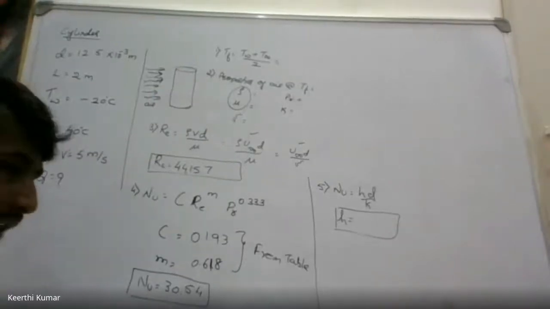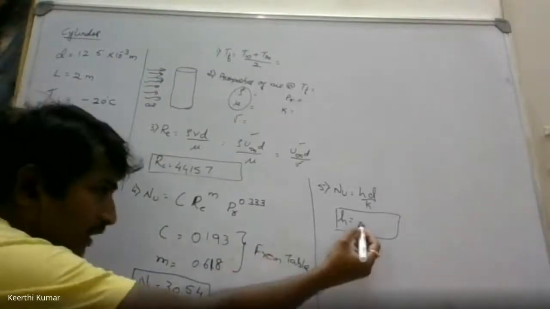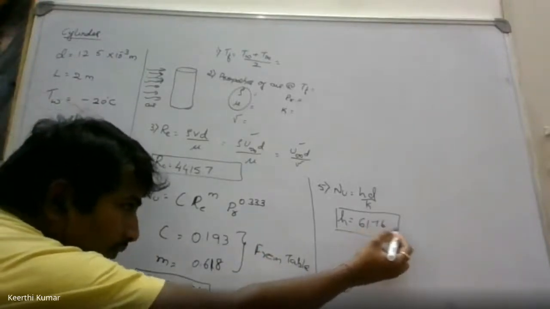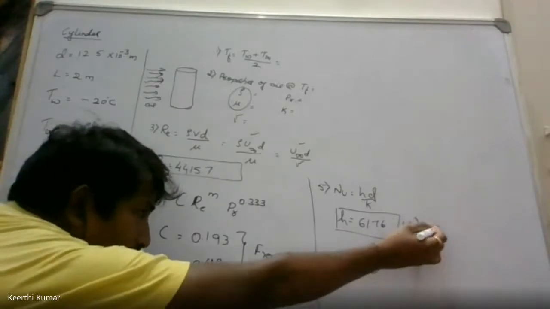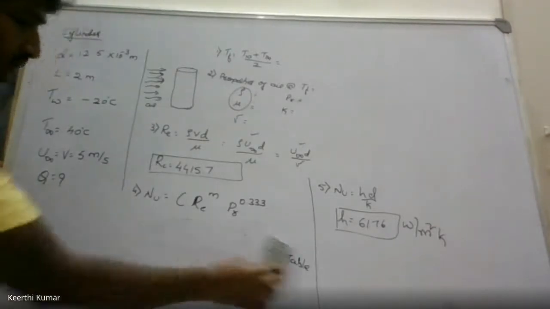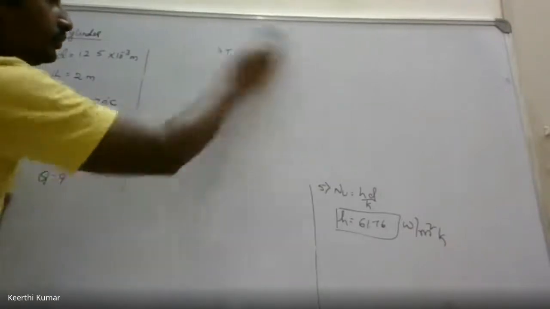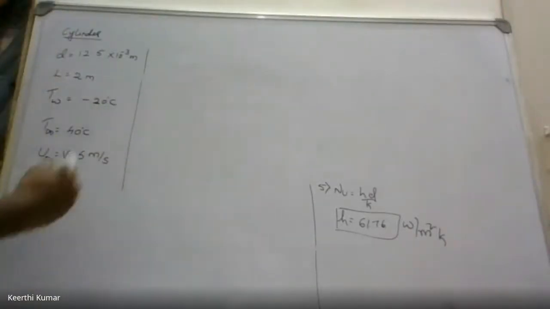Can you tell the answer? h value, anybody? So 61.76. Okay, 61.76 watts per meter square Kelvin. That is the value of h. Once you know the value of h, you go for Q as usual. So what is the Q for this formula?